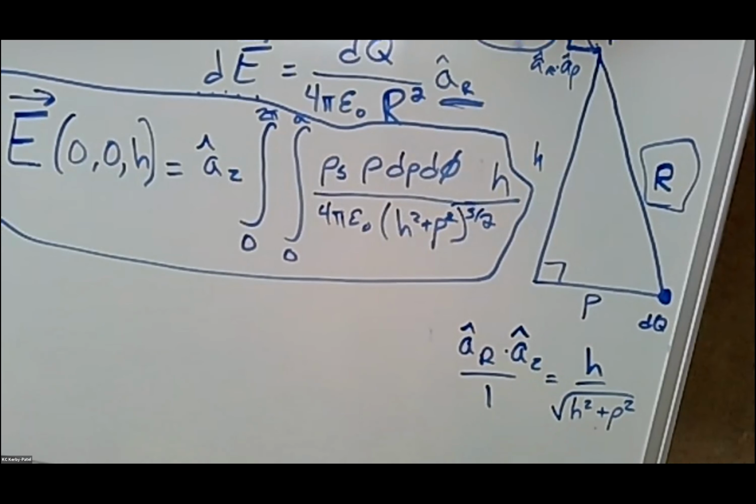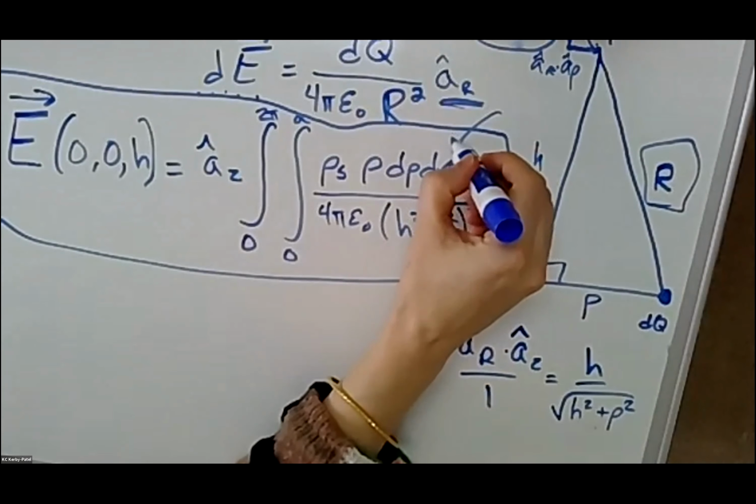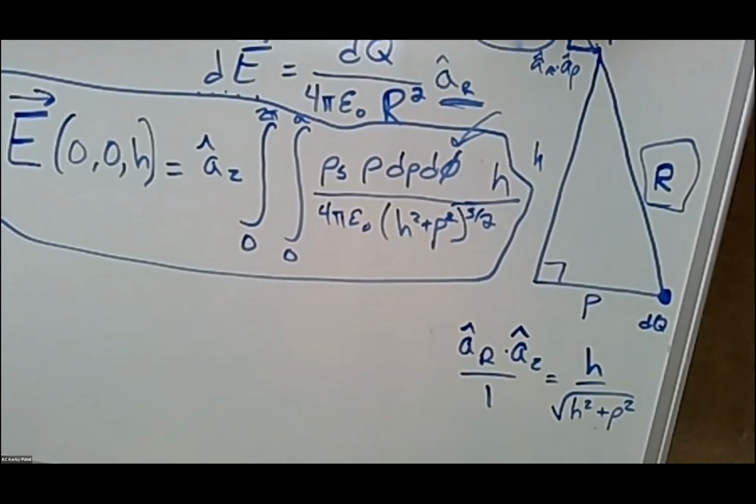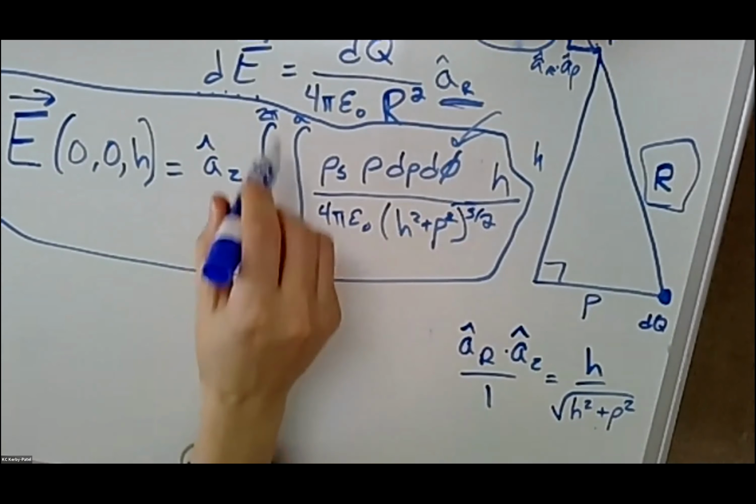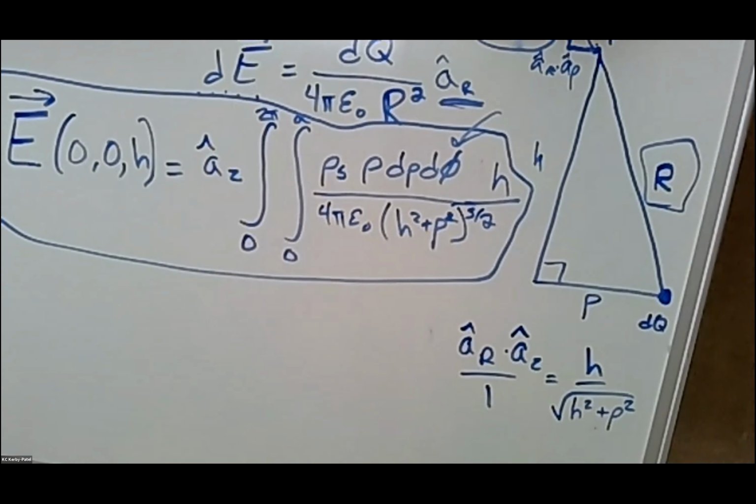Because we don't care about the rho component. Now, most of this stuff is constant with respect to the variables that we're integrating with. So I'm going to factor out a bunch of stuff. And I'm going to notice that nothing here depends on phi. So I'm going to evaluate that phi integral from 0 to 2 pi and gain a factor of 2 pi.